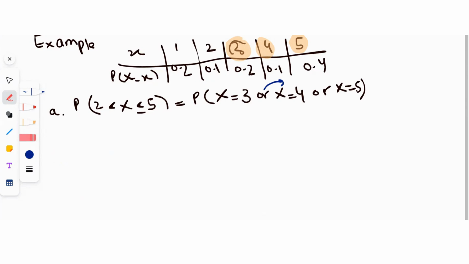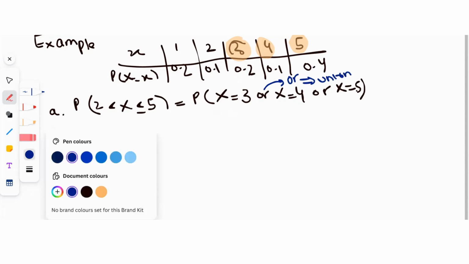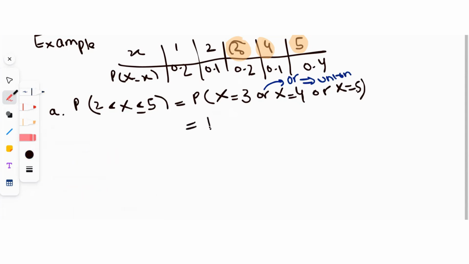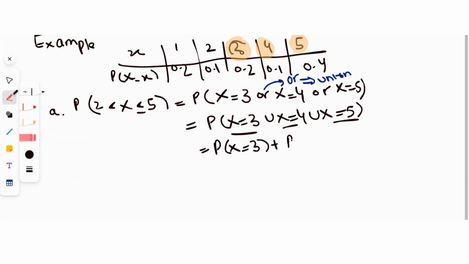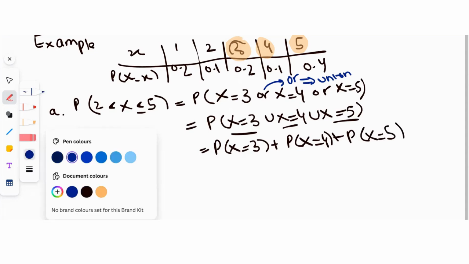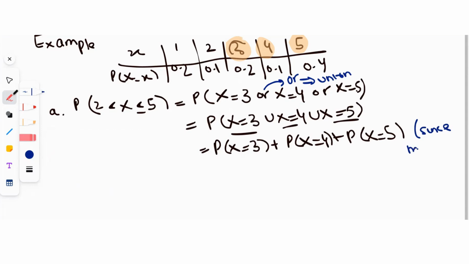So this means probability x is 3 or 4 or 5. We know or means union. So we can write this as probability x is 3, union x is 4, union x is 5. Since each of these are mutually exclusive, the random variable taking on different individual values, the probability of the union is the sum of the individual probabilities. So we eventually did the same thing as summing the PMF of those values of x.